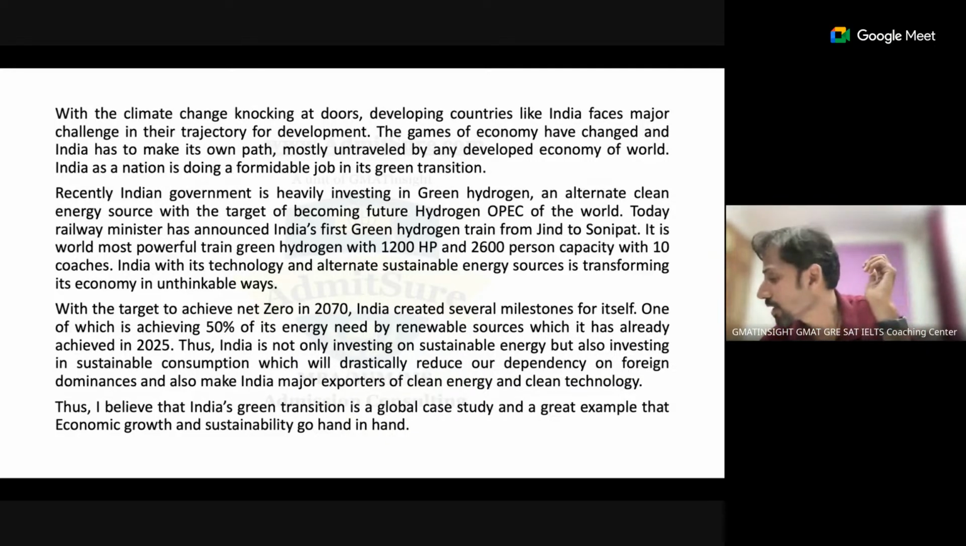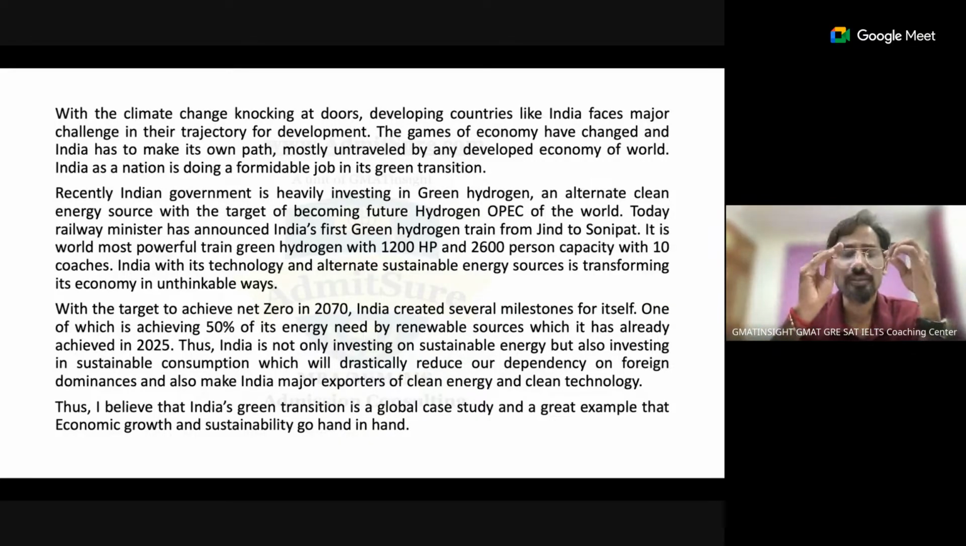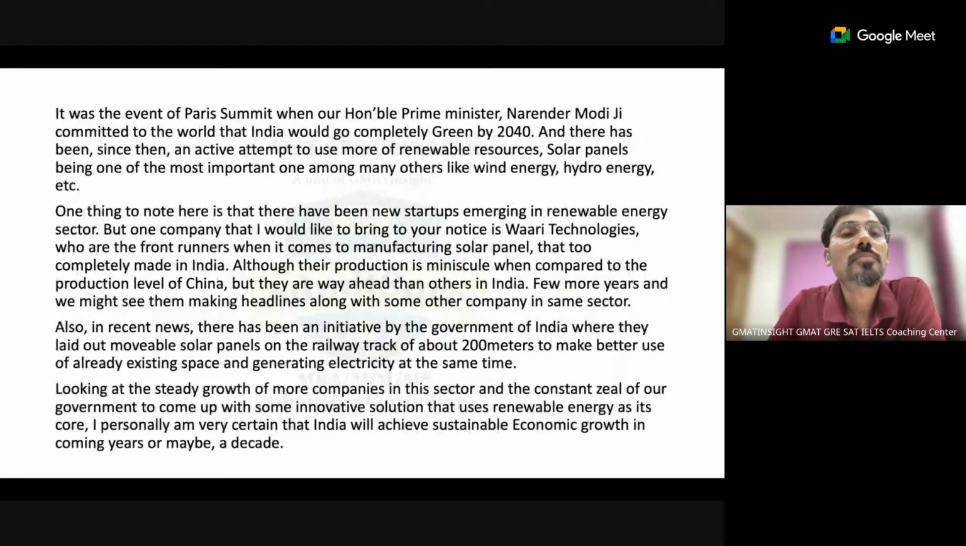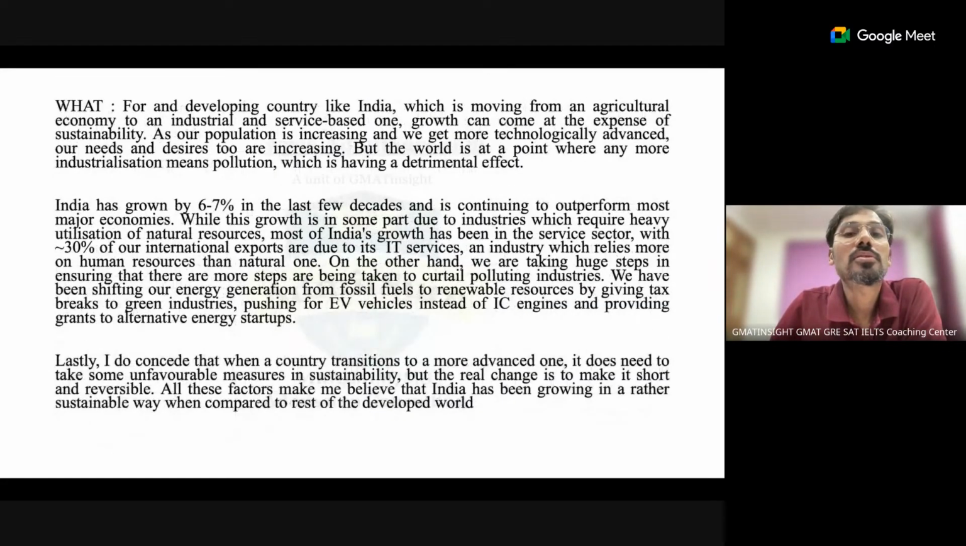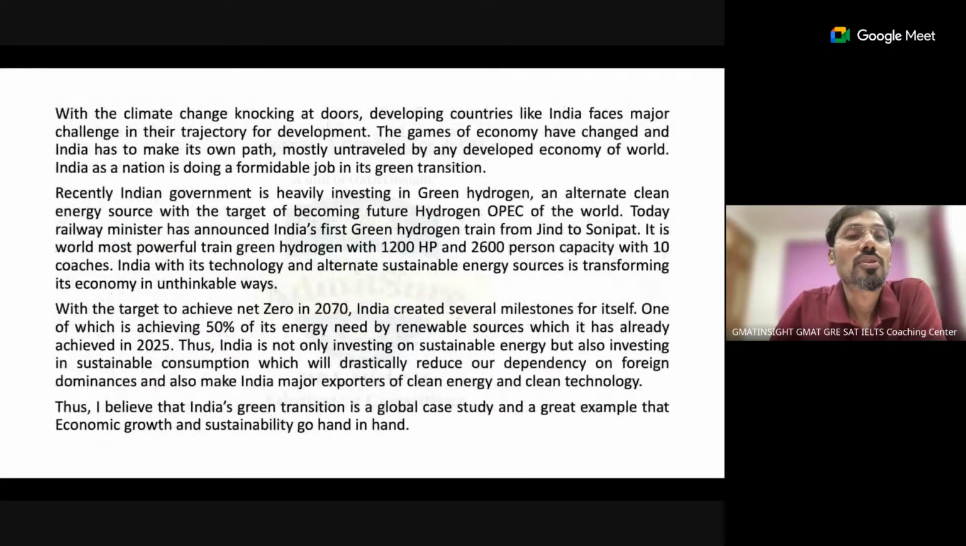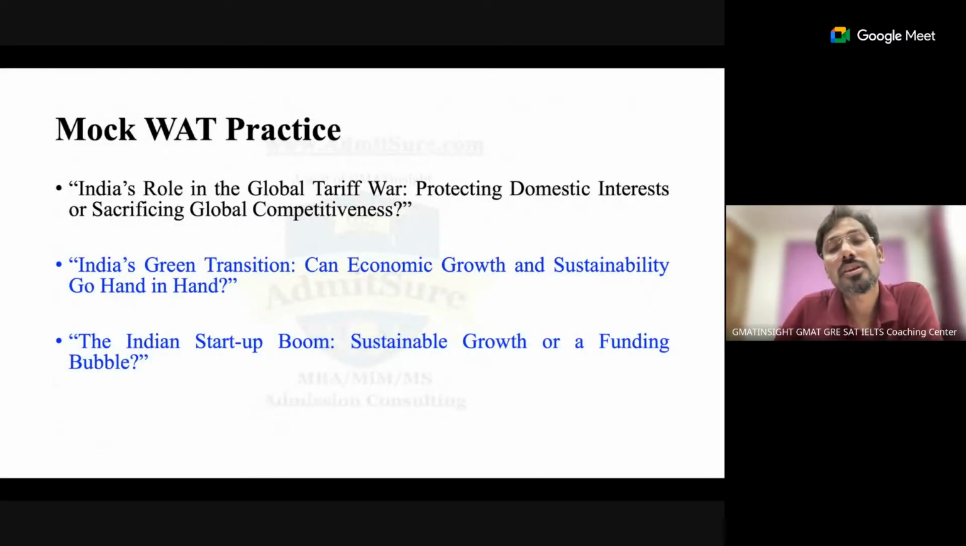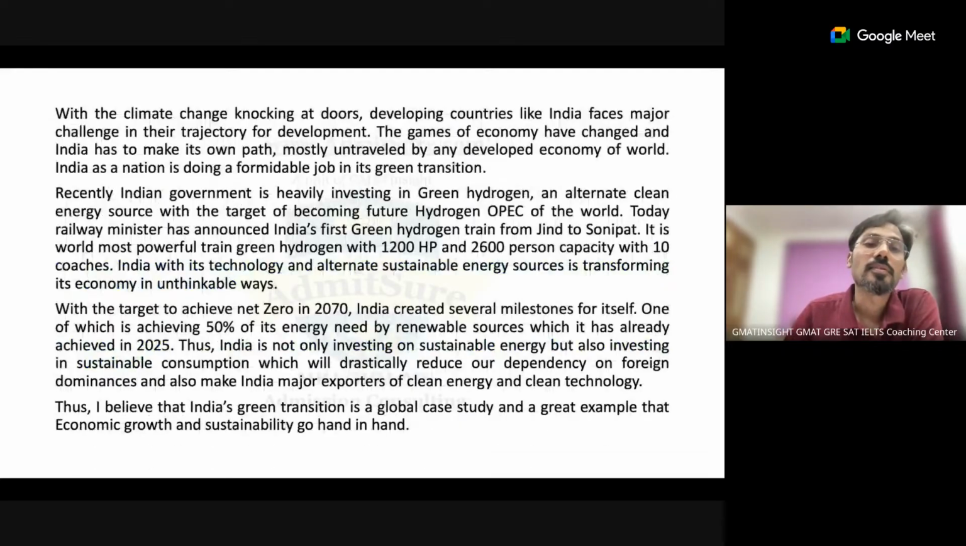Okay. I mean, see, let's not criticize the facts if the facts are somewhere here and there. Is there something else? Is there some dimension that is missing? That's all I'm saying. I'm just reading it, and let me see what exactly the topic is. The topic that we had was India's green transition. Can economic growth and sustainability go hand in hand?